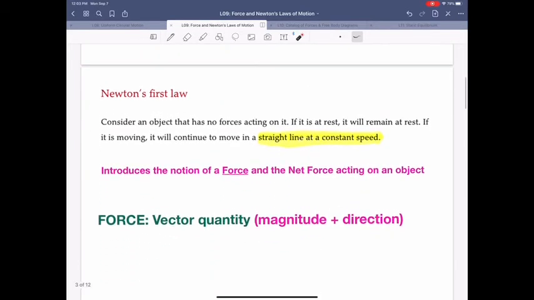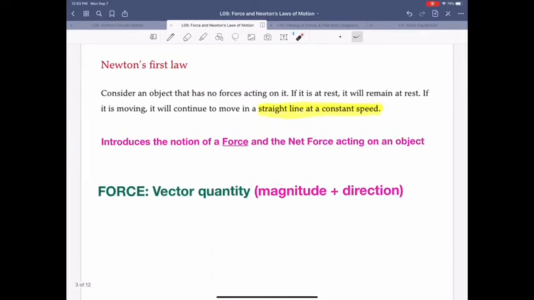Let's start off with Newton's first law. Newton's first law states that if you consider an object that has no forces acting on it, then, again picking up on Galileo's ideas, if it is at rest, then it'll remain at rest. It won't do anything. But if it is moving, then it'll continue to move in a straight line at a constant speed.